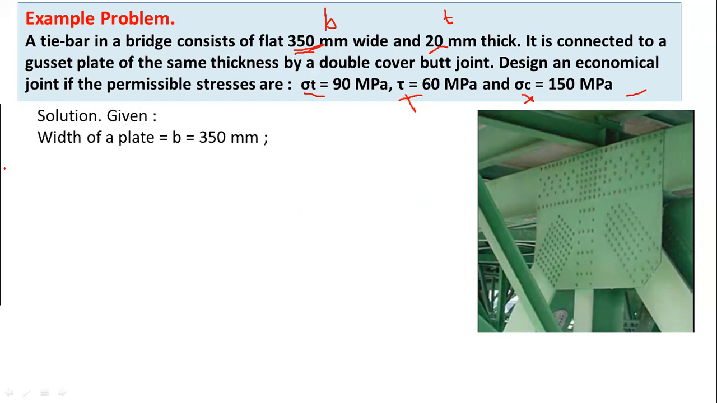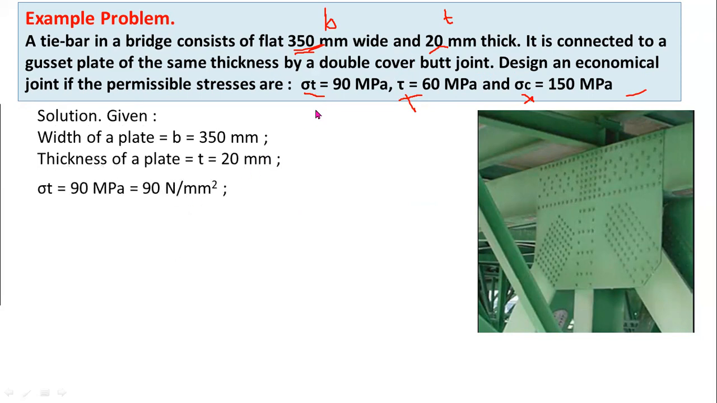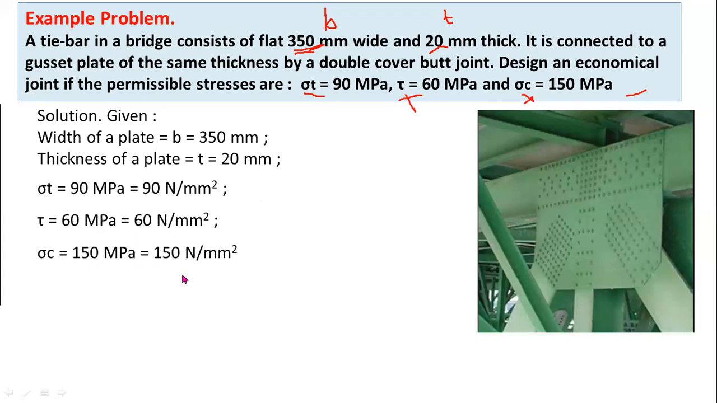So the given values are width b equal to 350 mm and thickness equal to 20 mm. Tensile stress equal to 90 megapascal. 1 megapascal equal 1 Newton per mm square. Shear stress tau equal to 60 megapascal. Crushing stress sigma C equal to 150 megapascal. Okay, so these are the given values.